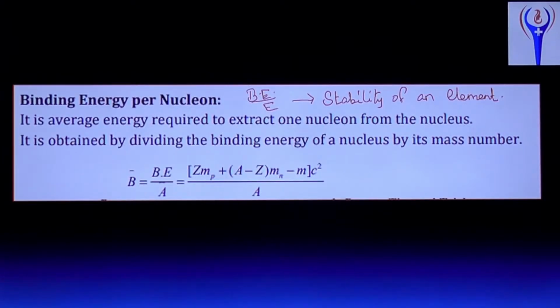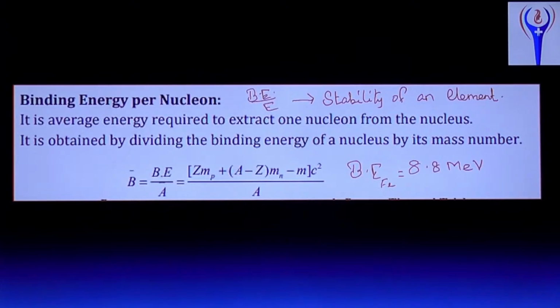Suppose B by A value is large, then it is highly stable. Which element will be highly stable? Iron. There will be a binding energy curve. The binding energy per nucleon for iron will be the highest, approximately 8.8 MeV. That is for iron.